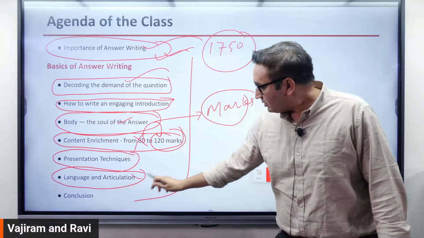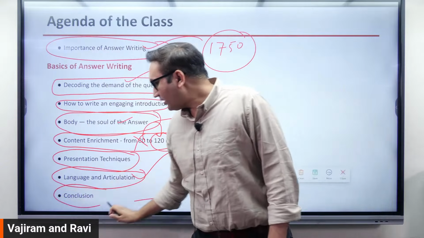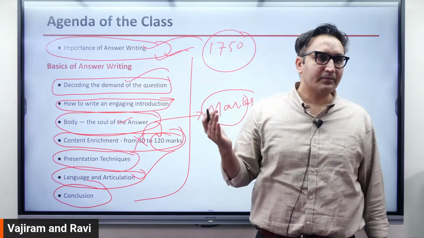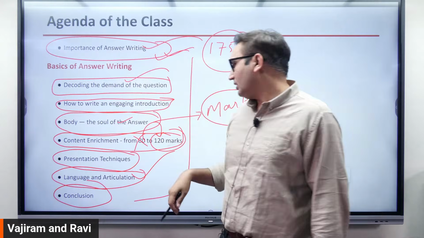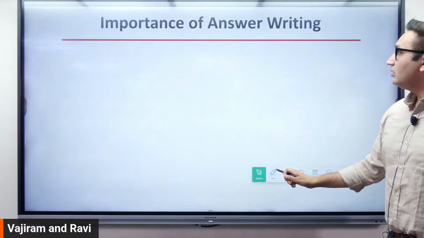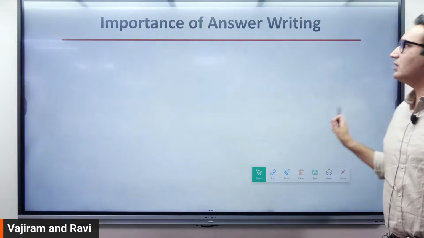So how we will approach that part, and then in the end we will be looking at how to write a great conclusion. We will be looking at the types and everything, right? Fine. Let's proceed now. Now, importance of answer writing I have discussed. We will not stay here.